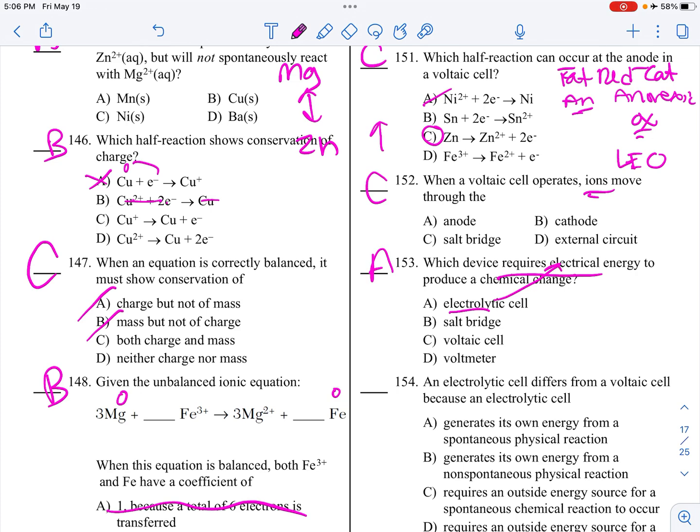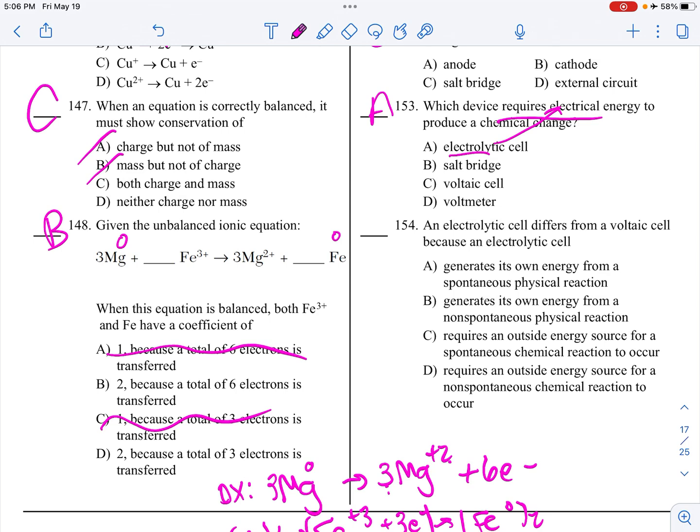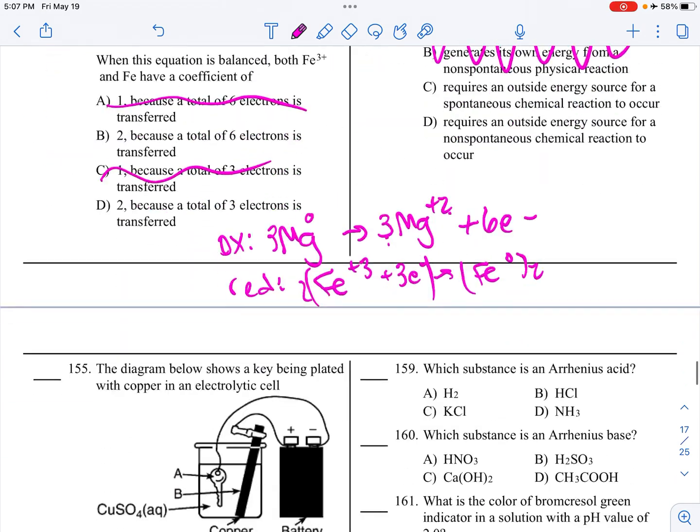Electrolytic needs electricity. Electrolytic cell differs from a voltaic cell because an electrolytic cell generates its own energy? No, it requires it. Requires an outside energy source.